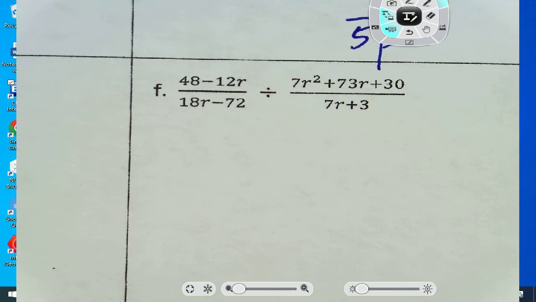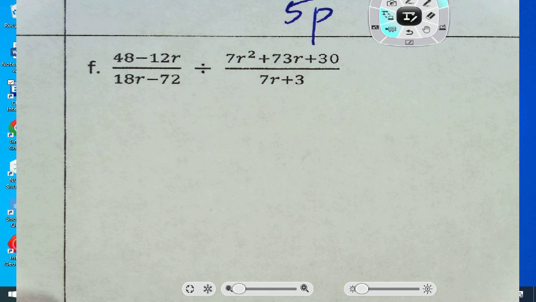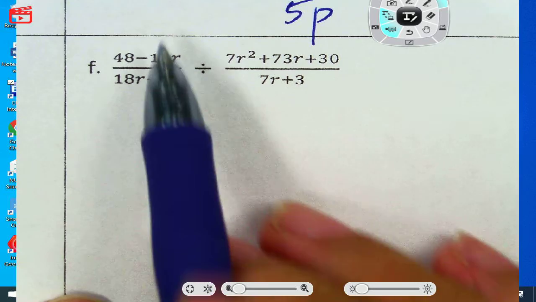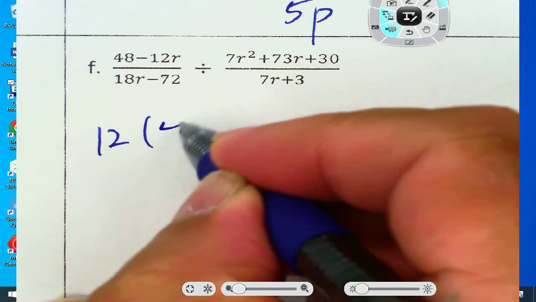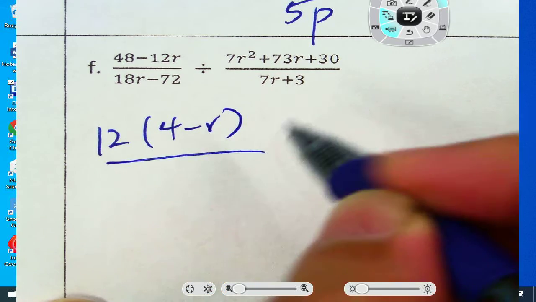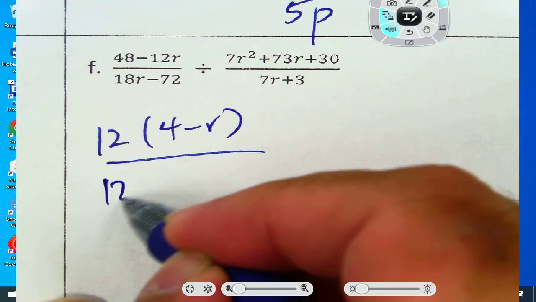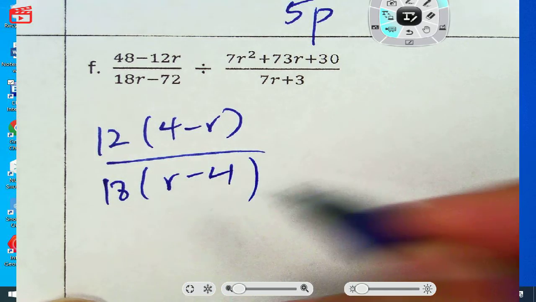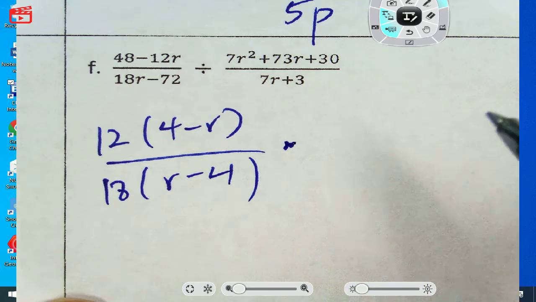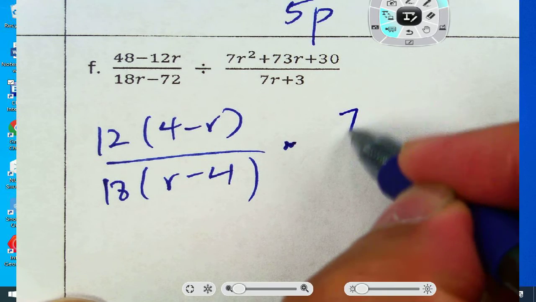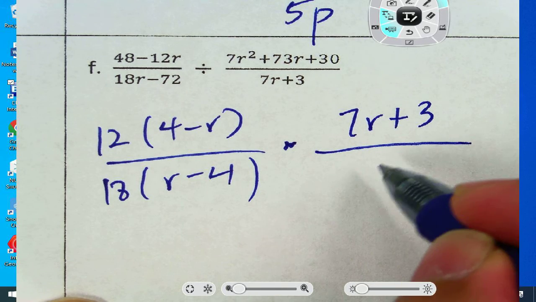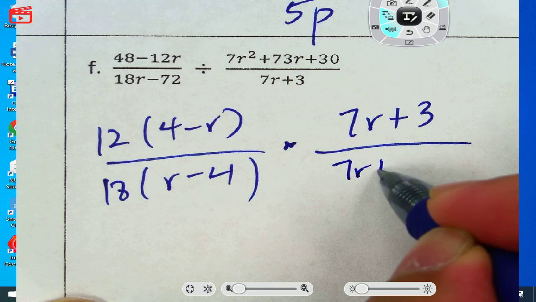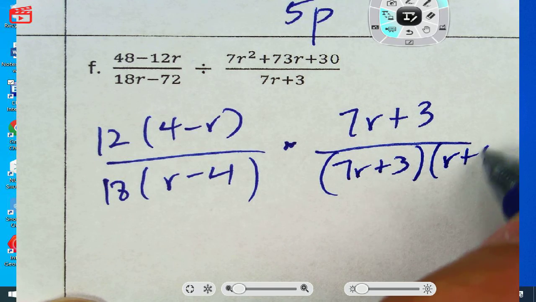Yeah. Alright, moving on. F. Okay. Let's factor out a 12. 4. Yeah. Factor out an 18. Multiply by the reciprocal. So the 7r plus 3 goes into the numerator. And the denominator is 7r plus 3 times r plus 10.